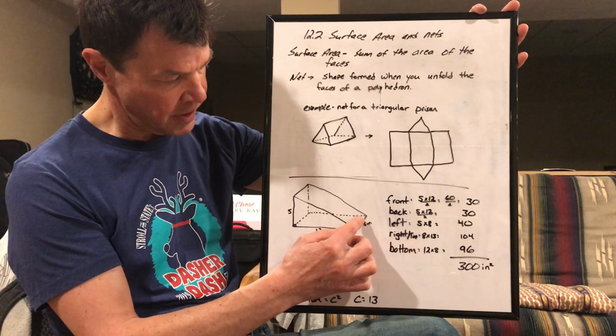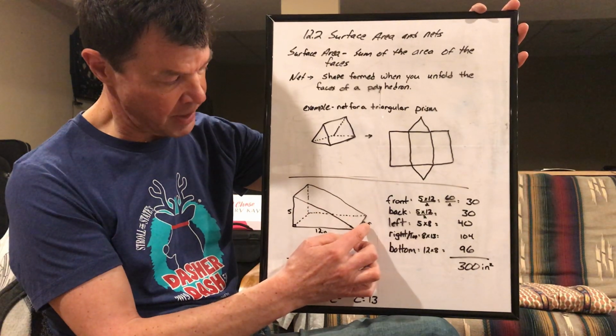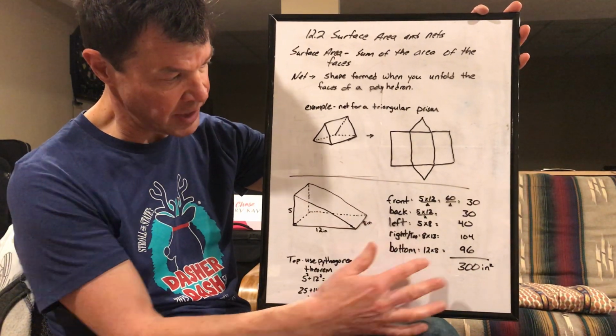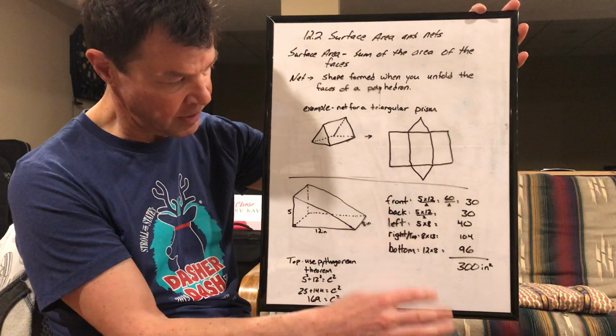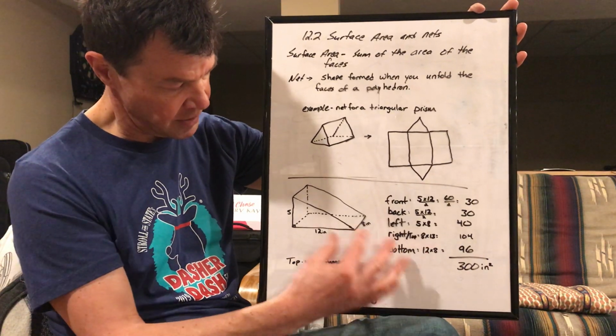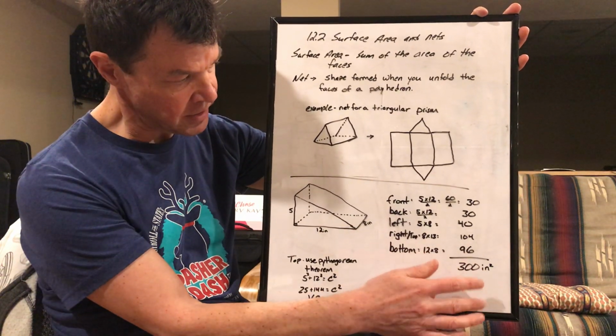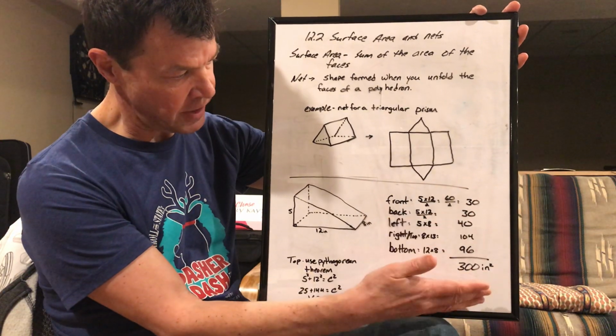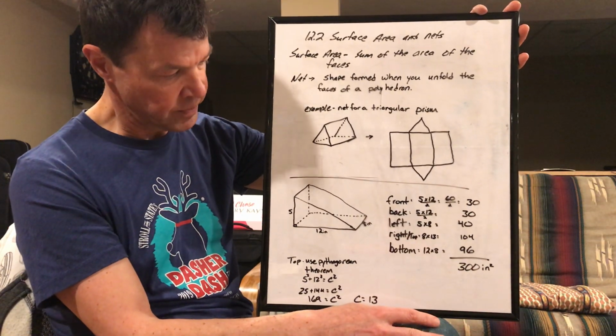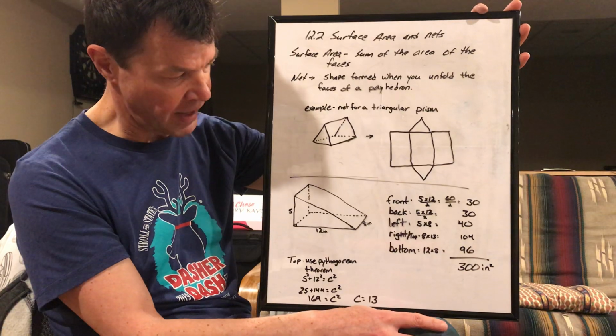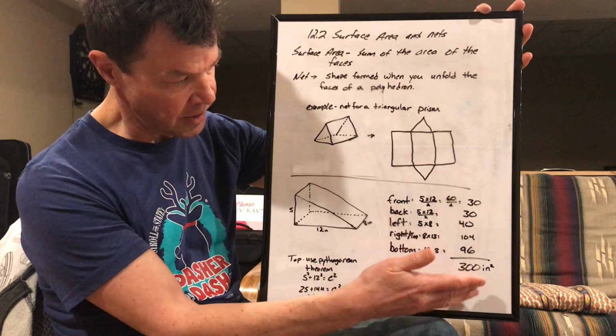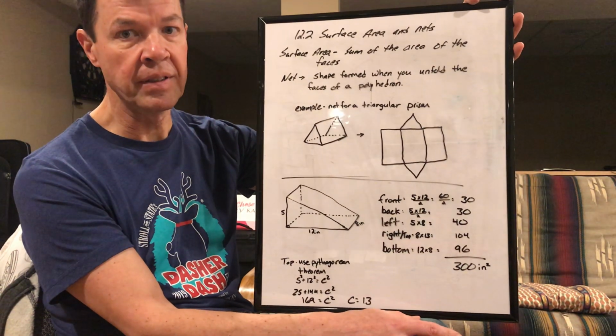Therefore, the area of this top is going to be 8 by 13, so 8 times 13, 104. Bottom is 12 by 8, you've got those, 96. Those are your areas of the 5 pieces, the 5 faces. Add them together and you get 300 inches squared.